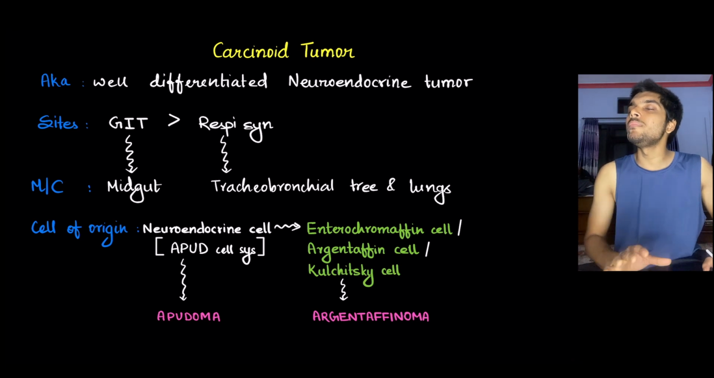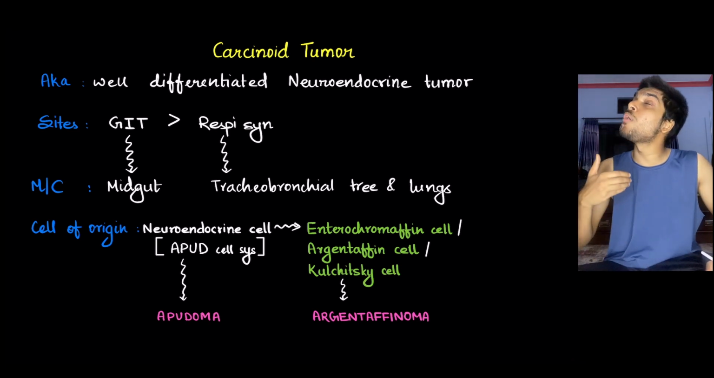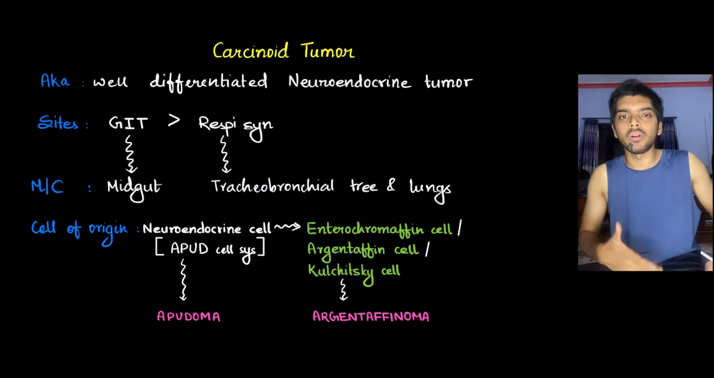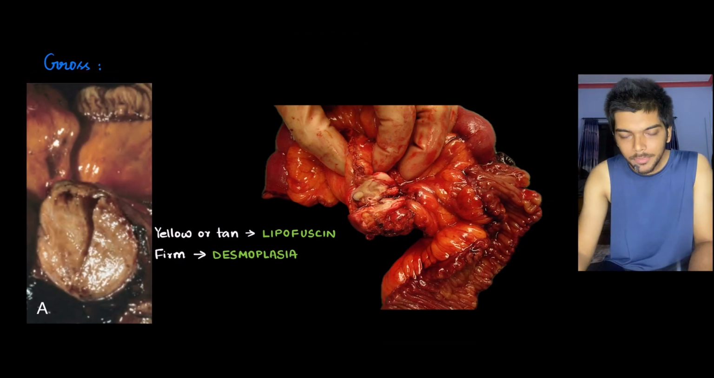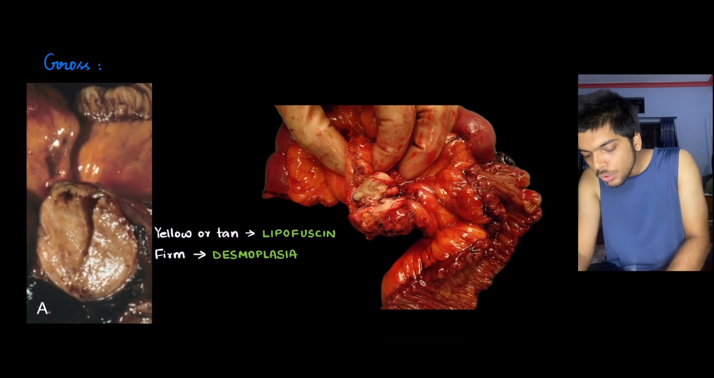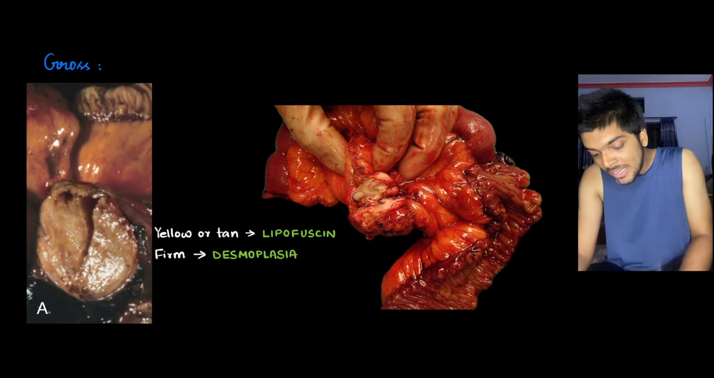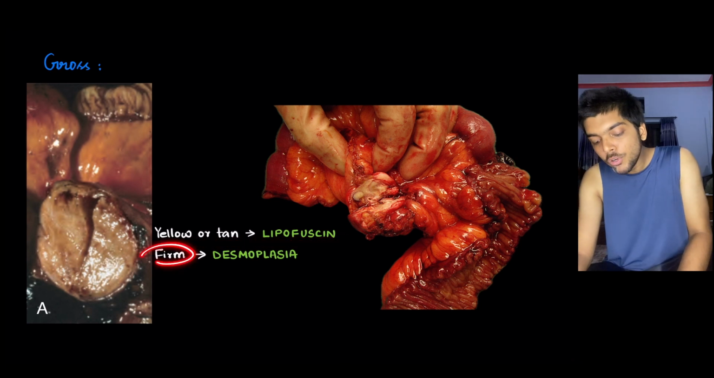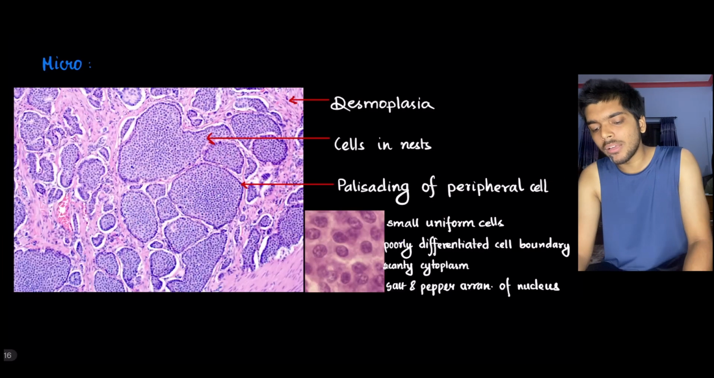Where is it most commonly found? In the gastrointestinal tract. Where in the gastrointestinal tract is it most commonly appearing? In the midgut. And then the respiratory system, like trachea, bronchi and lungs. Grossly, carcinoid tumor is yellow to tan and firm in consistency. It is yellow or tan due to lipofuscin and firm due to desmoplasia. Since there is desmoplasia, obviously in microscopy you are going to look at desmoplasia.